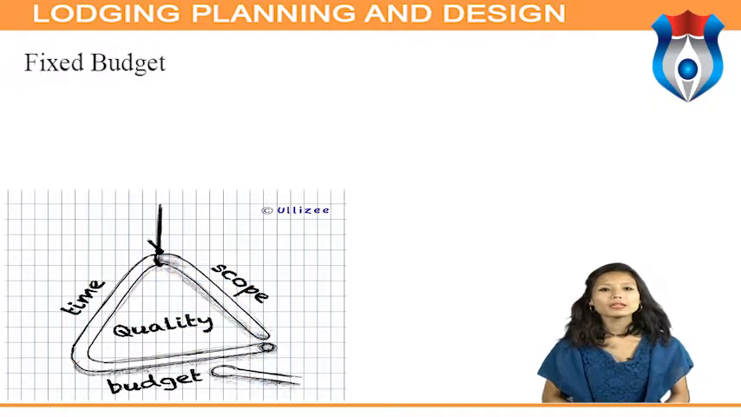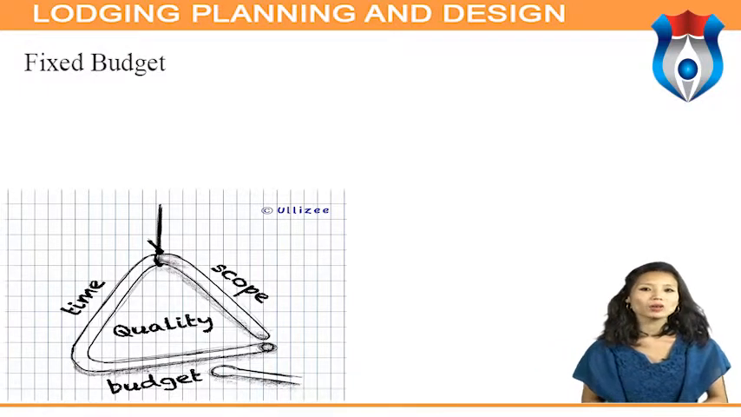Fixed budget. These budgets remain unchanged over a period of time and are not related to the level of revenues. Such a budget includes resource allocation for advertising and administration.